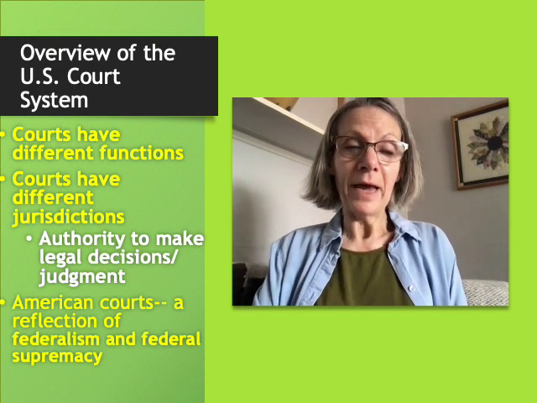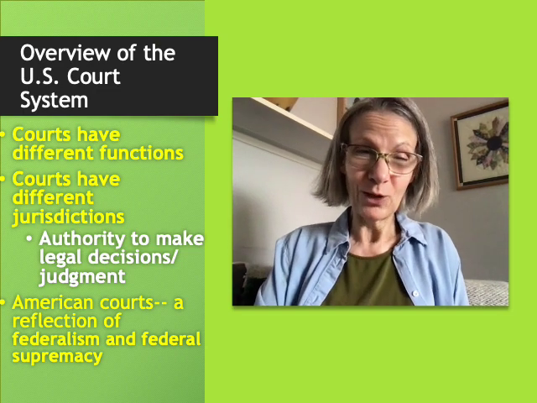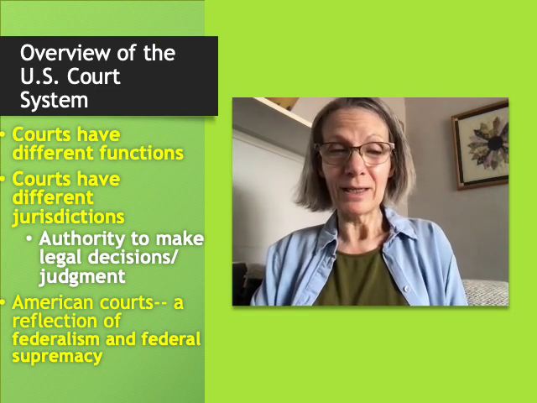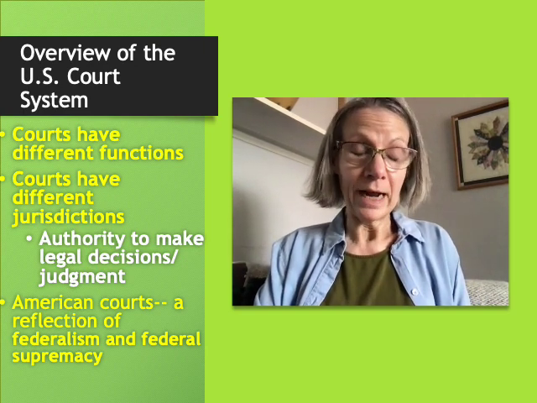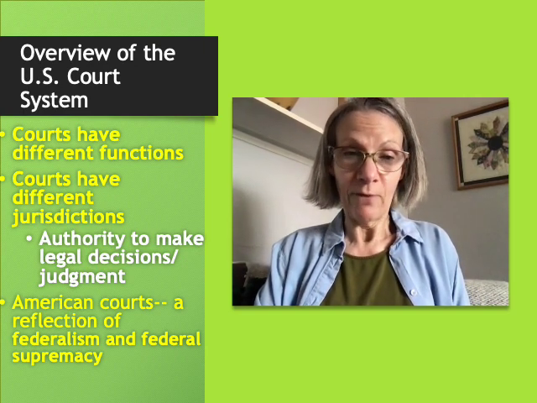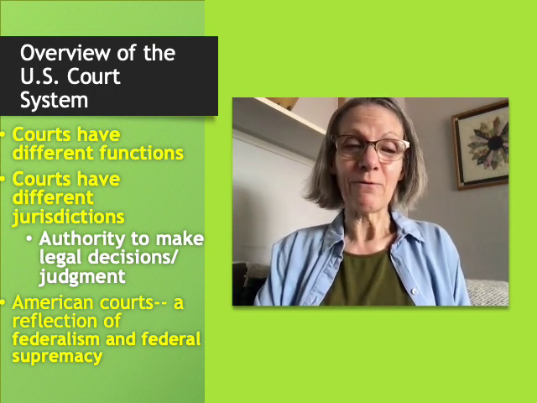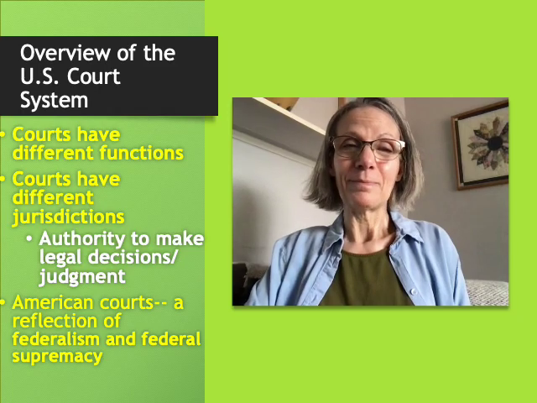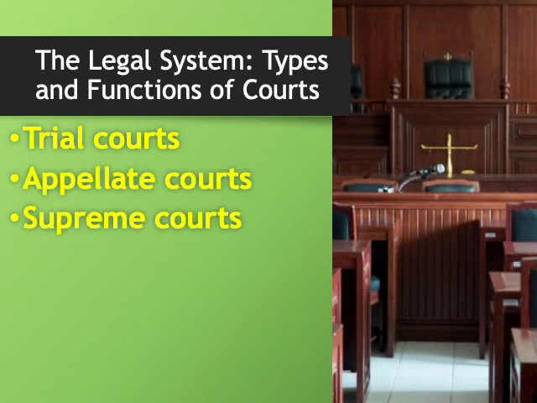Okay. And the American court system is a reflection of the different functions of courts, the different jurisdiction of courts. And in a little bit, we're going to talk about how the court system and how it's organized in the United States is a reflection of federalism and federal supremacy. So let's start with the different functions of courts. So there are three types of courts that we're going to be learning about: trial courts, appellate courts, and Supreme Courts. So let's take a look at how these courts are different.